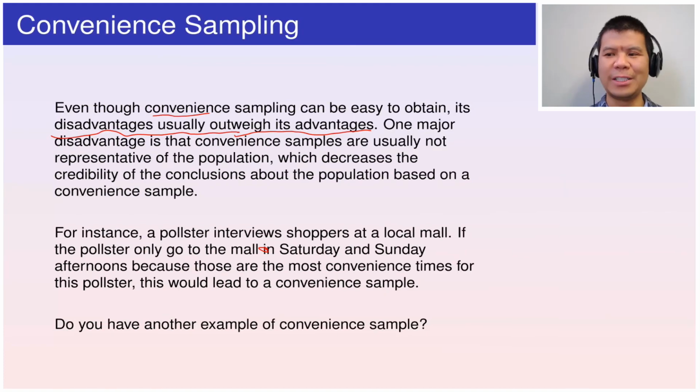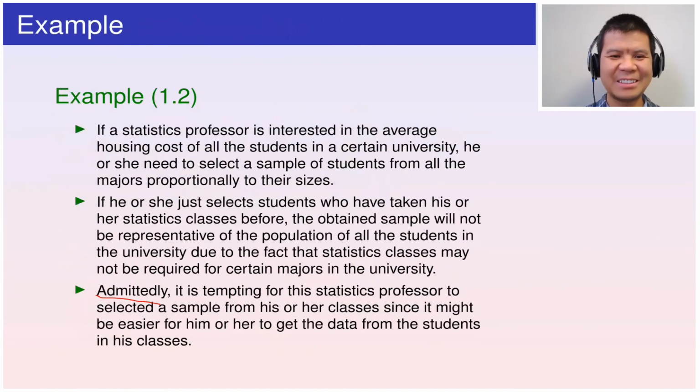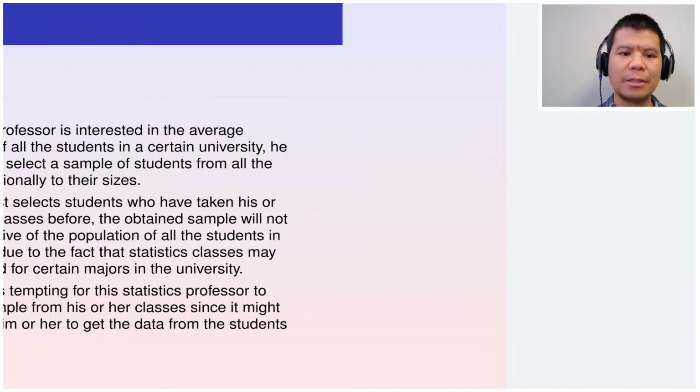Like the statistics professor we just discussed in this example, studying the average housing cost of all the students in the university. He is apparently using convenience sampling. He just selected students from his classes, which is easier for him or her. So this is a typical convenience sampling. You have to be really cautious about this, otherwise your result or your conclusion may be worthless.